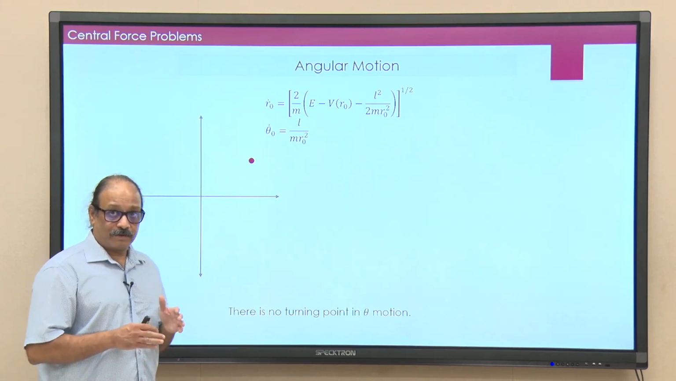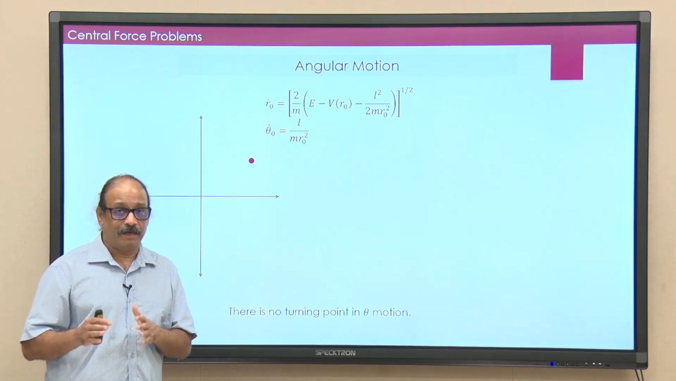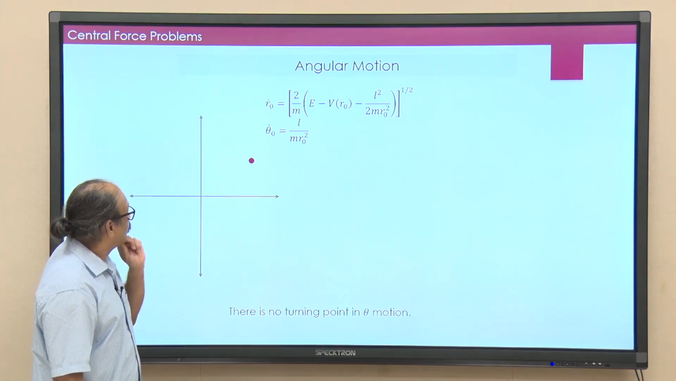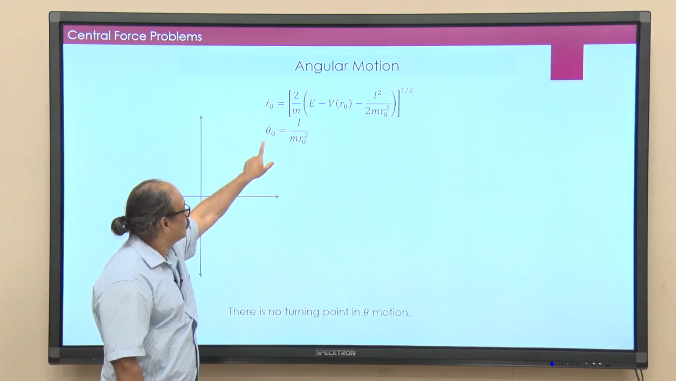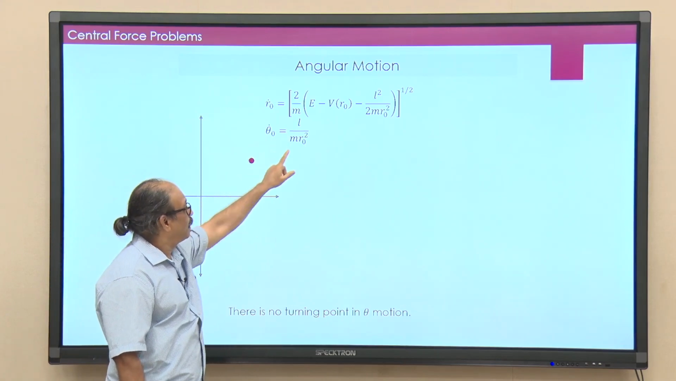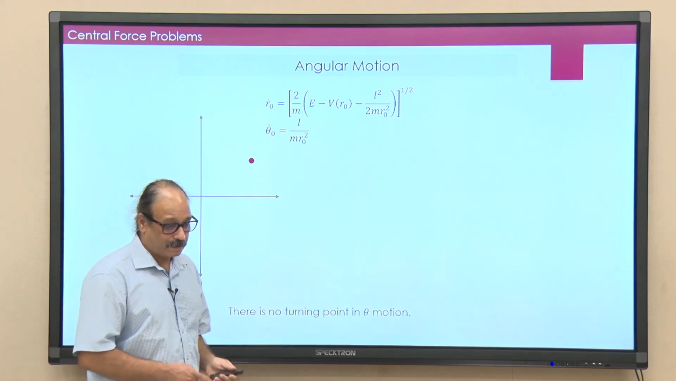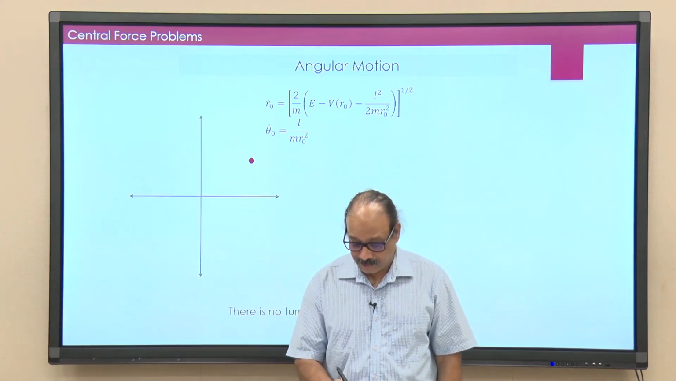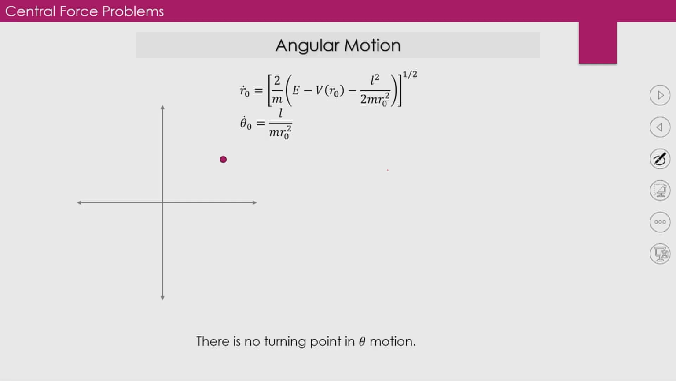Before I go to the radial part, look what will happen here. Now, your theta dot is L by m r square. Okay. So, this is at one instant of time, but at all times theta dot will be equal to L by m r square. So, this is always true.